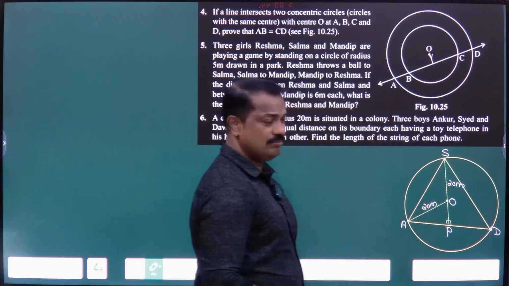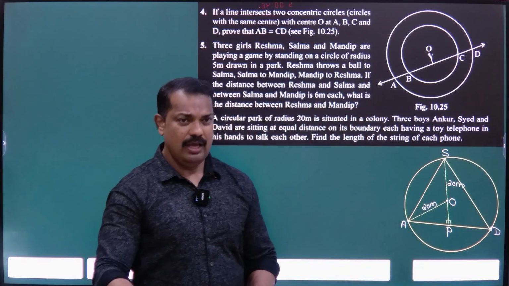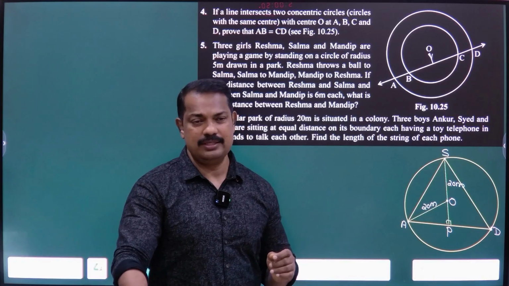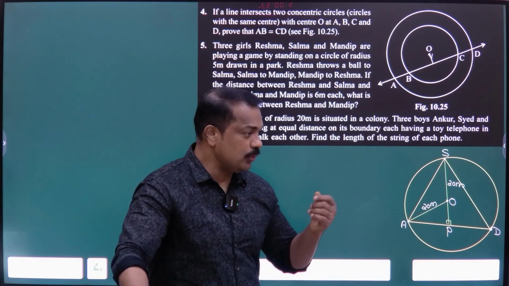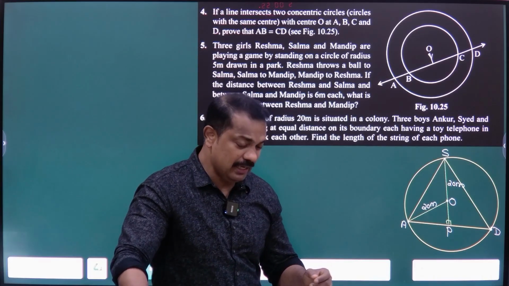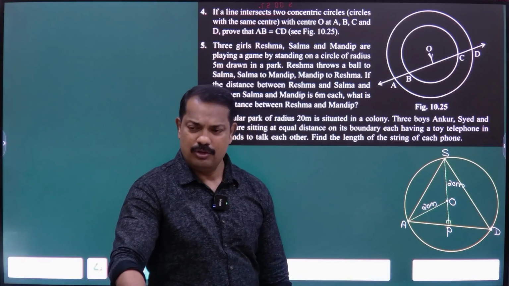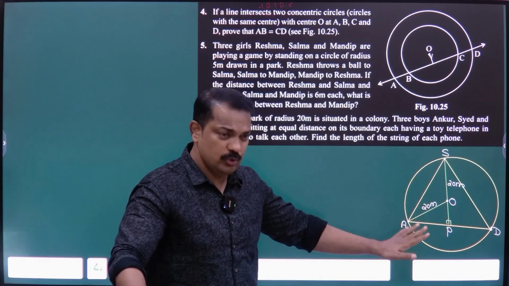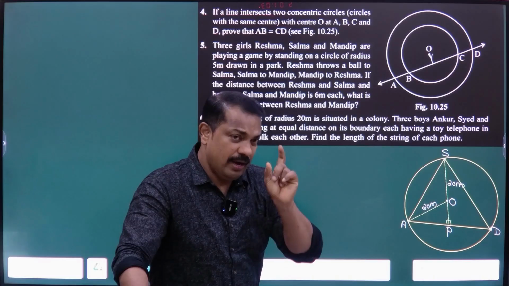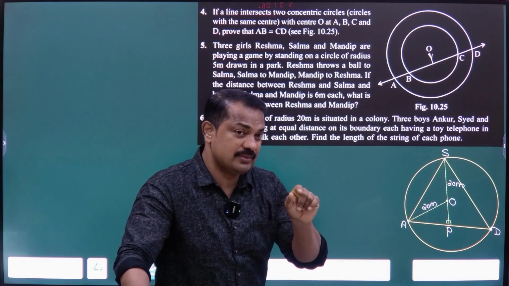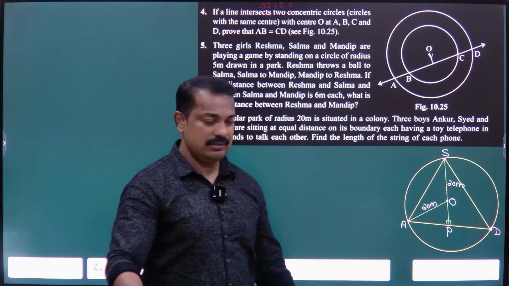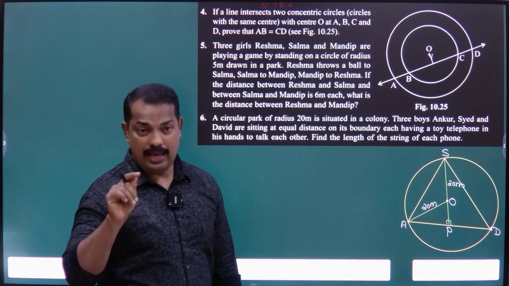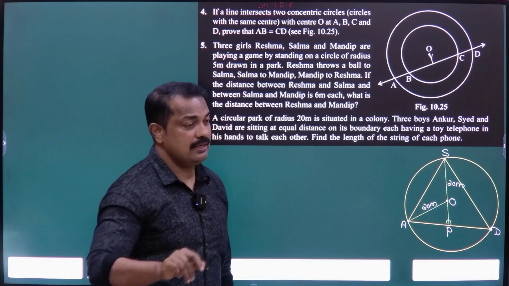O is the center of the circle, and that center is also called the circumcenter. Is an equilateral triangle an acute angle triangle or a right angle triangle? Acute, because each angle is 60 degrees, less than 90 degrees. In an acute angle triangle, the center always lies inside the triangle. Clear?